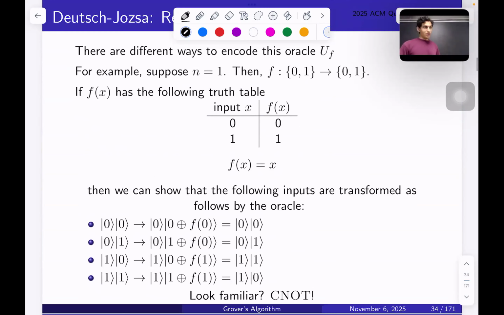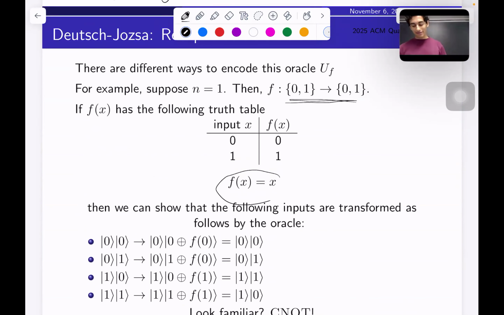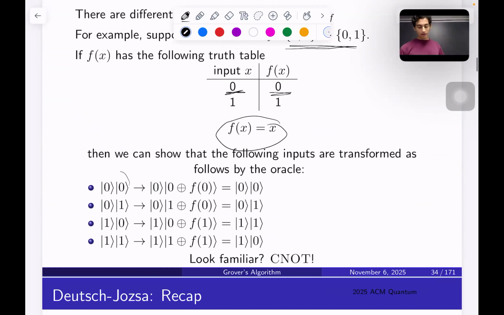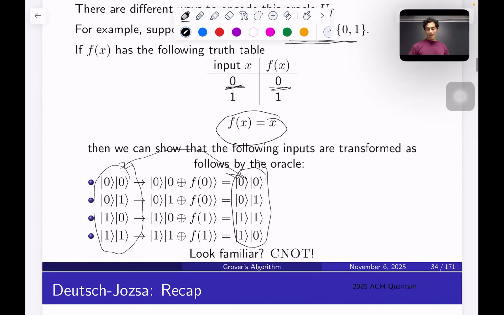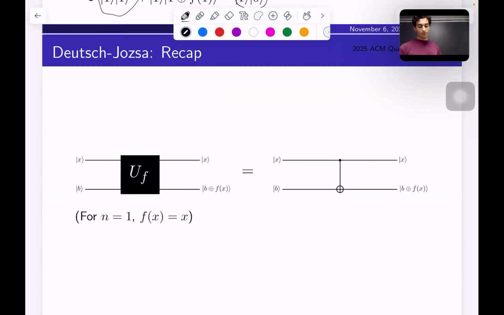We gave an example of how to encode a quantum oracle. If we let n equal one, then our function maps bits to bits. We said that f is an identity function, so it takes an input and outputs the exact same thing. We showed where the four basis states map, and this is the exact same truth table as a CNOT gate. So our encoding of the oracle, which encodes our function, is just a CNOT gate. Does everyone get that?